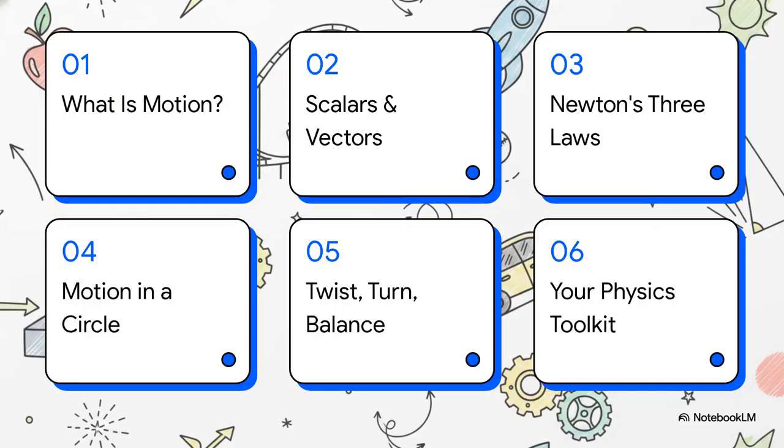All right, so here's our game plan. We're going to start with the absolute basics, get our terms straight. Then we'll dive right into the three most important laws in classical mechanics. You've probably heard of them. From there, we'll see how all this stuff applies to spinning, turning, and balancing. And by the end of this, I promise, you're going to have a whole new toolkit for seeing the physics that's happening all around you.